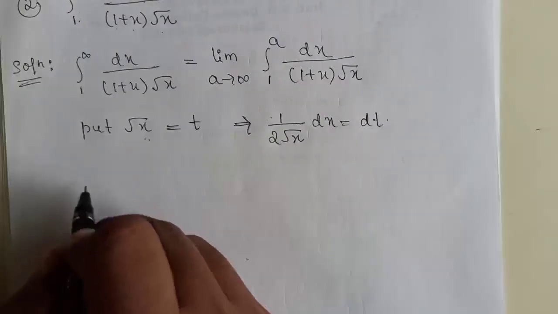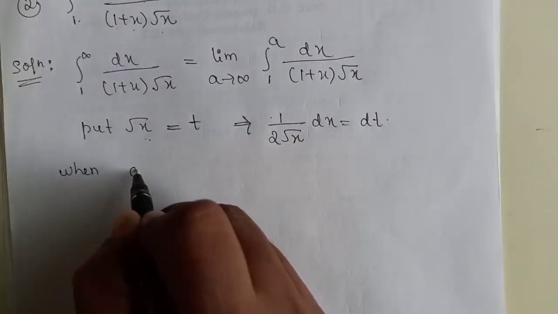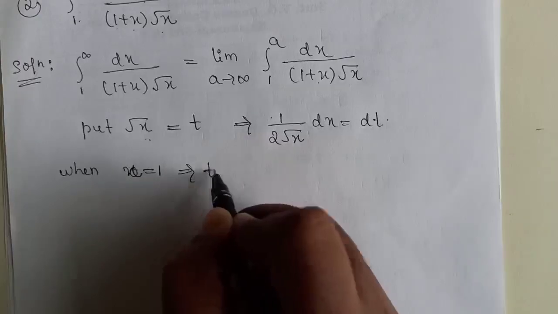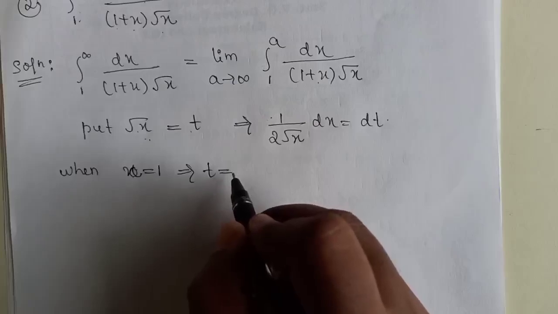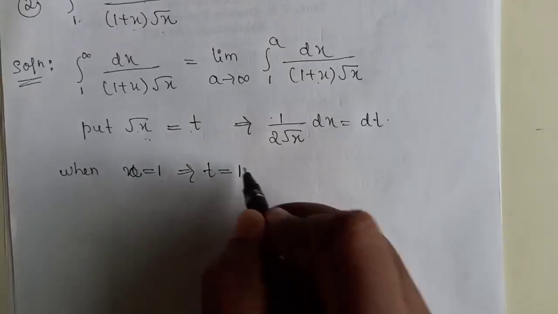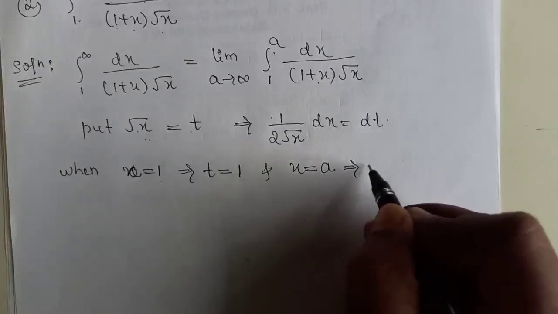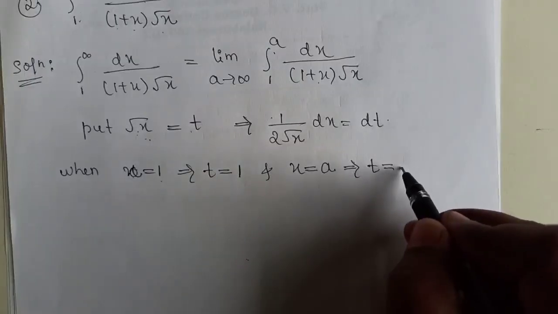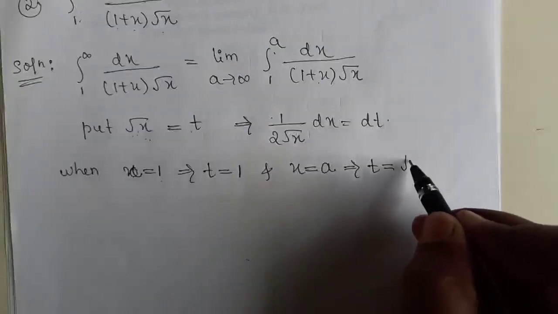Now we have to change the limits. When x equals 1, then t equals root x, which is root 1, which equals 1. And when x equals a, the upper limit, then the t value becomes root of a.